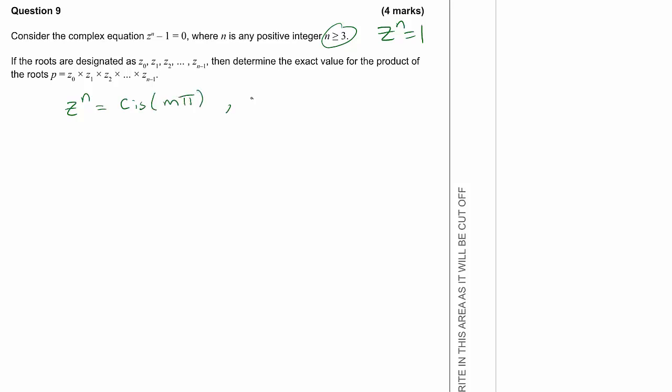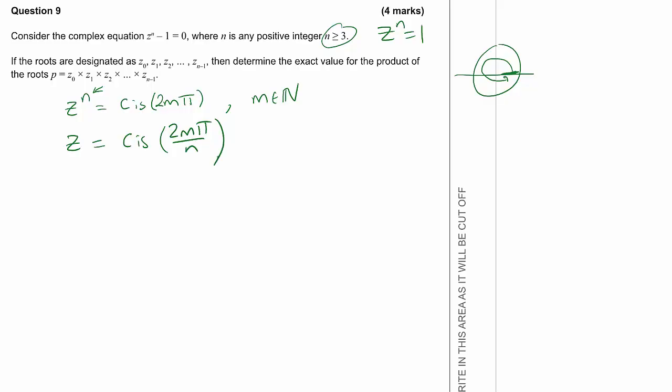pi, where m is a natural number. Now, I've used m here because we've already got n, so I'd normally use n here. So, sorry, it'd be 2m pi. So we know that one of the solutions is here at 1, and then it's every time we get around there, so that's why it's 2m pi. So z would be equal to cis 2m pi divided by n.